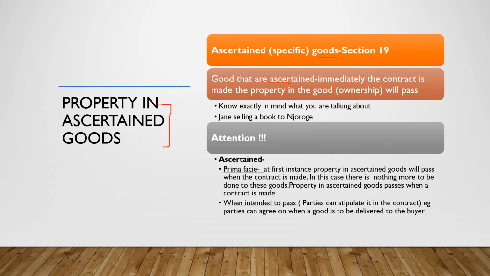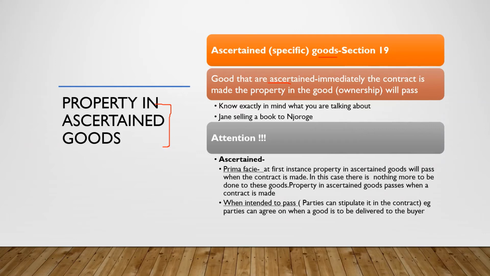If you go into a shop to buy a packet of milk, you are handed over that packet of milk. But if you walk into a shop that sells milk in a big container and you want to buy a liter, until the point at which that liter is measured and given to you, it is not ascertained. As long as the milk is still in the bigger container, it's an unascertained good.